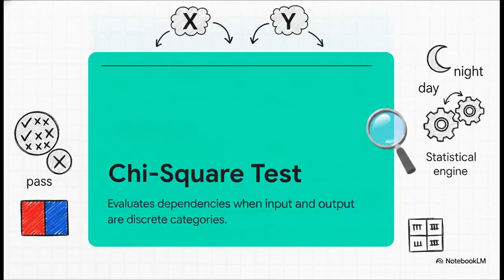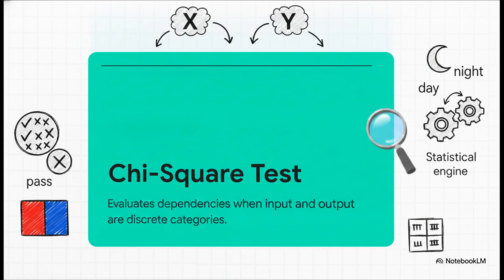What happens when we leave continuous measurements behind? When you're just counting categories, like pass or fail, day or night, you are entirely out of the realm of t-tests and regression. Instead, your go-to statistical engine is the chi-square test. You use this when both your input, your x, and your output, your y, are discrete categories.